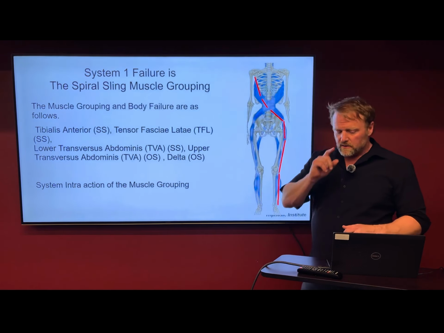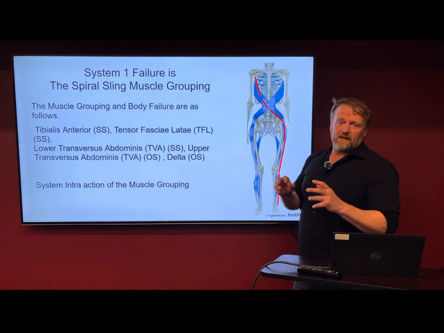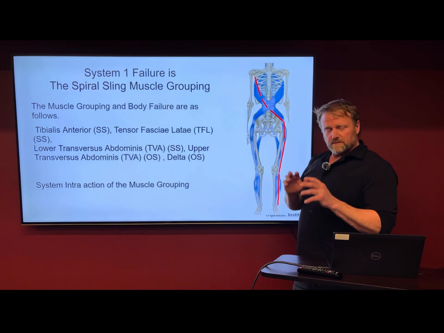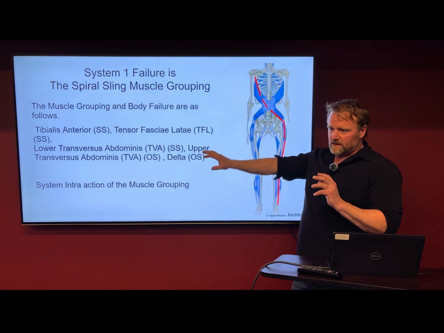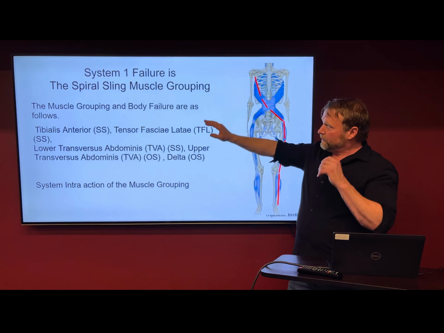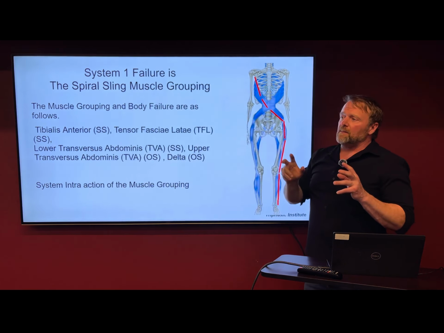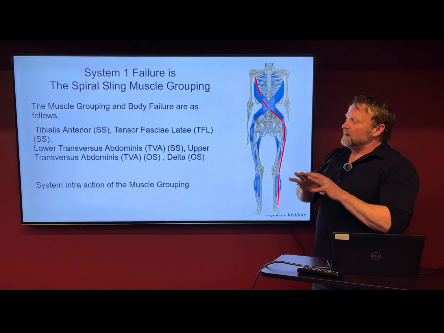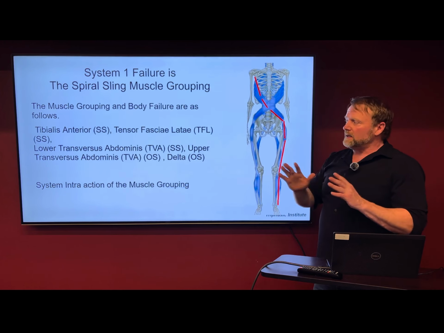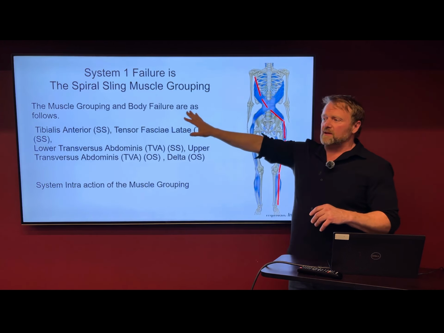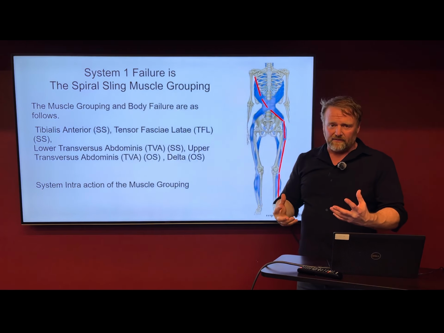So here we go. The first system that fails, and I know a lot of the fascia people are going to be excited and say, "Oh, I told you so." And understand, I haven't heard it explained the way I'm going to explain it. The first system failure is the spiral sling muscle grouping. The anatomy books are correct, and as far as I'm concerned, they nailed it, and they've identified a lot more muscle groups or muscles in the spiral sling than I have here.